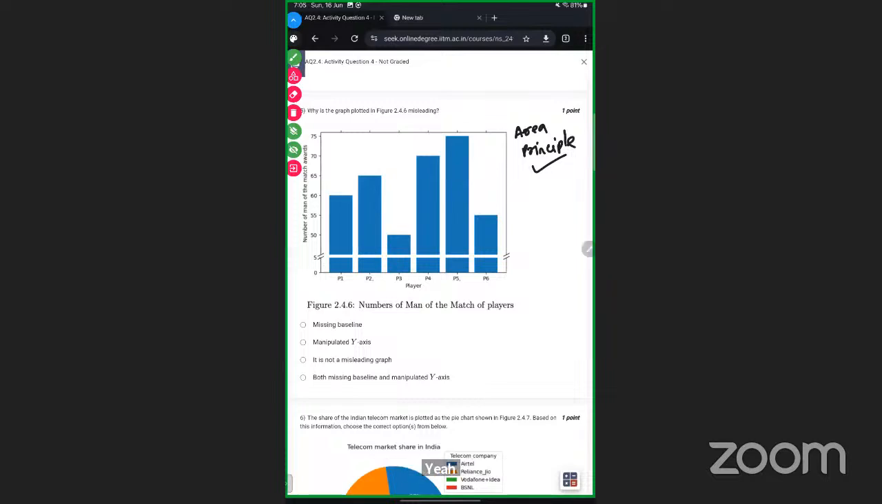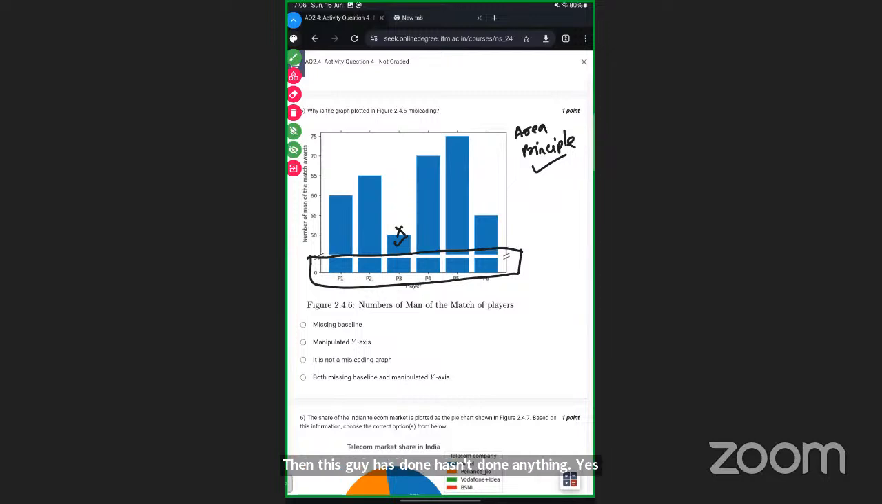If this portion is not shown to you, then it's misleading. Sir, because what this guy has done is nothing. Manipulation of the y-axis only happens when the area principle gets disturbed.